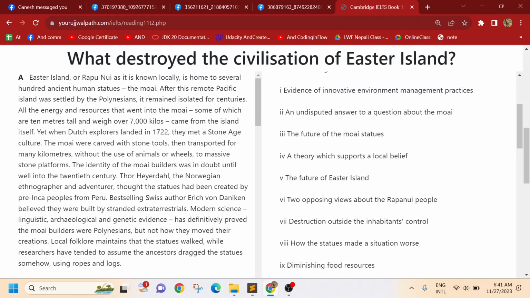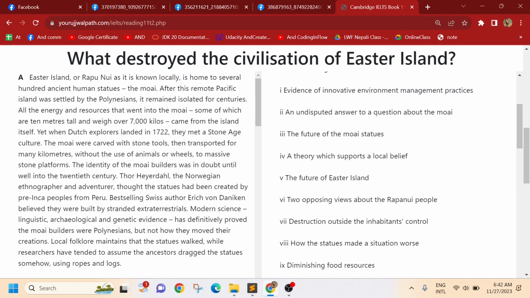Furthermore, one piece of information is that local people believe the statues moved by themselves. However, science assumes, though it has not yet been proved, that the statues were dragged using ropes or logs. So this is the information you can extract from the first paragraph. Based on your understanding, go through all of the headings.